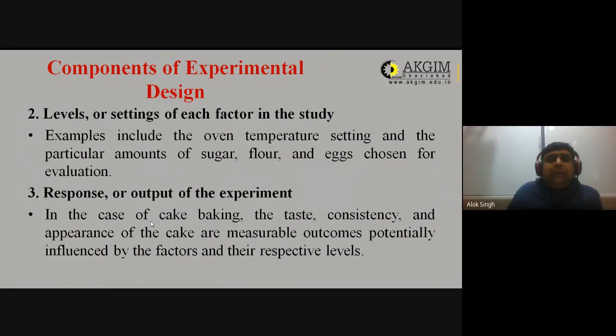Means every time you use a certain amount of sugar, flour, and eggs, you will get a different taste, aroma, and color of your cake. Okay, so you will decide what would be the ideal one. And after that you will take into consideration that to bake a better cake, you should have this much of inputs, and this much of level should be there to get a certain desired outcome. Okay, so that is basically the components of experimental design.